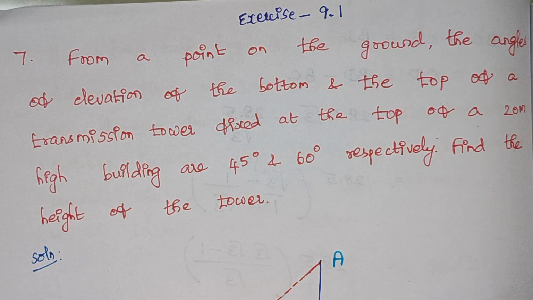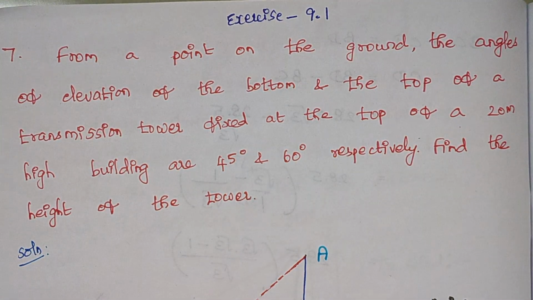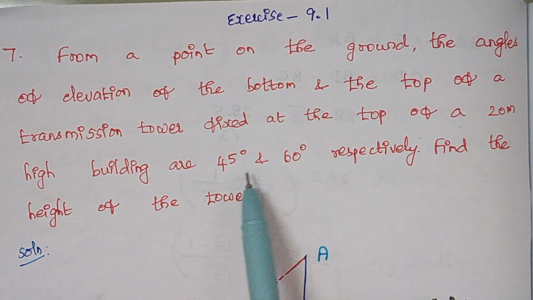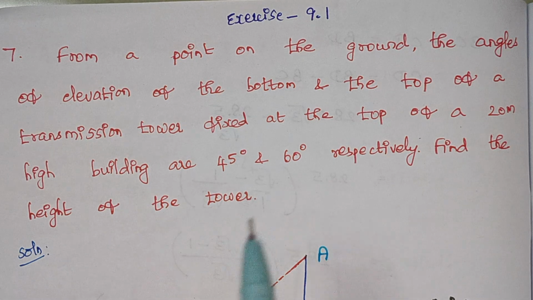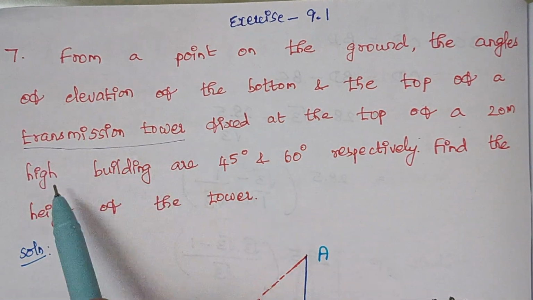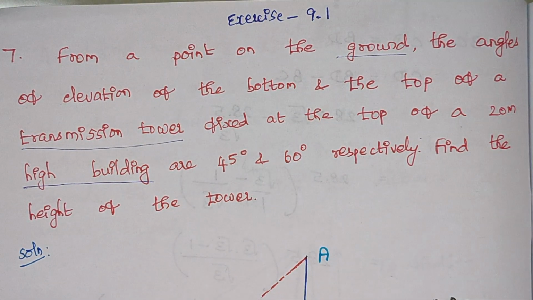Okay. First, what are all the things we are having? We are having a point on the ground and we are having angle of elevation, right? We are having two angles of elevation. And you see what are all the things we are having? We are having a transmission tower and a high building, right? And there is a point on the ground, right?